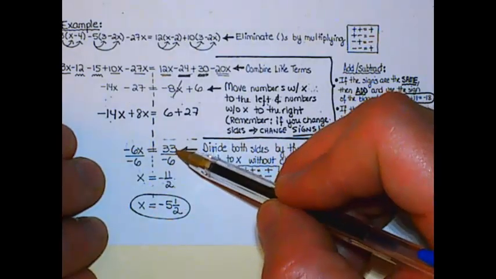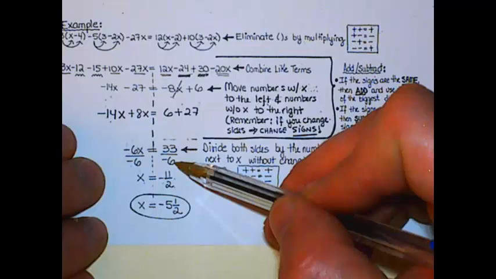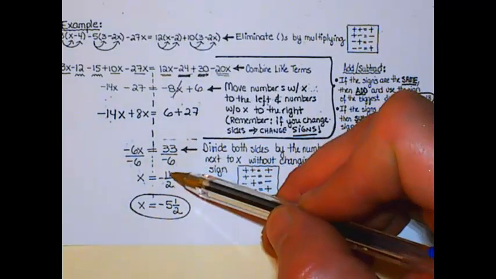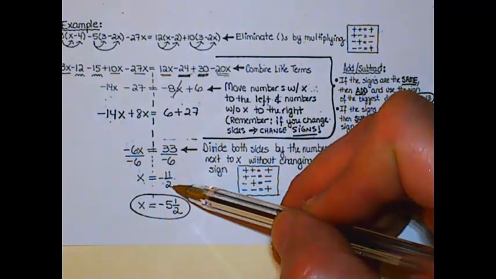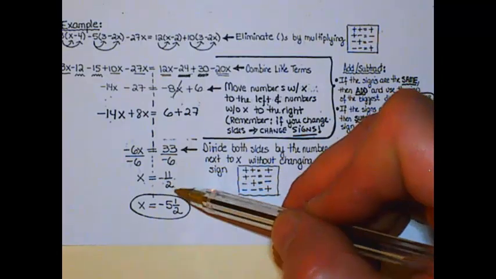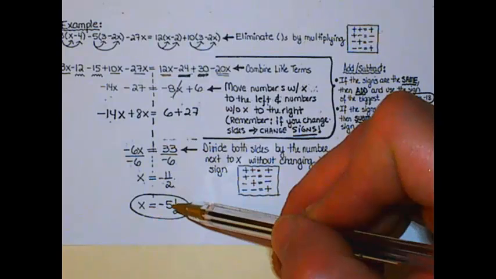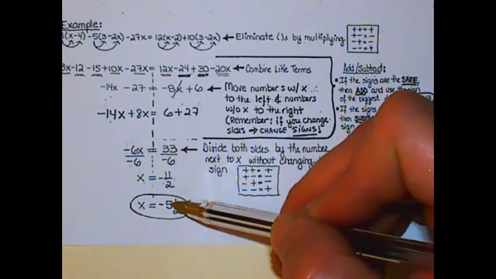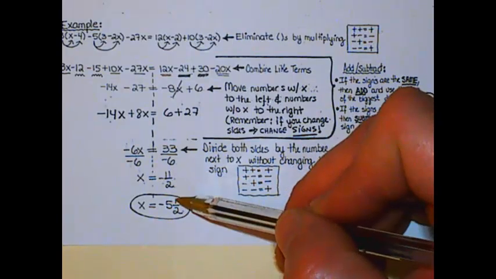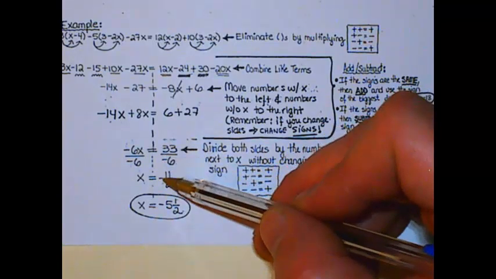And you're left with 33 divided by 6, which can be reduced by 3, which is negative 11 over 2. And you can write 11 over 2 as a mixed number. 2 goes into 11 5 times. Copy the 2. 5 times 2 is 10. To get to 11, you need one more. Okay? And positive divided by negative is a negative.